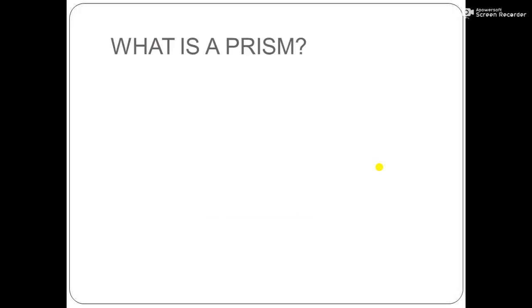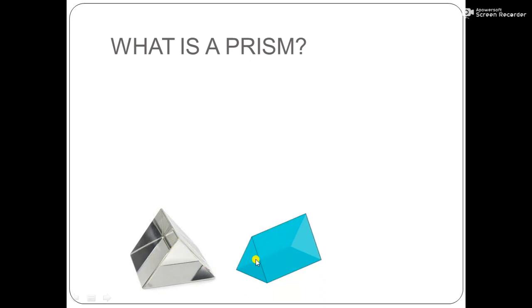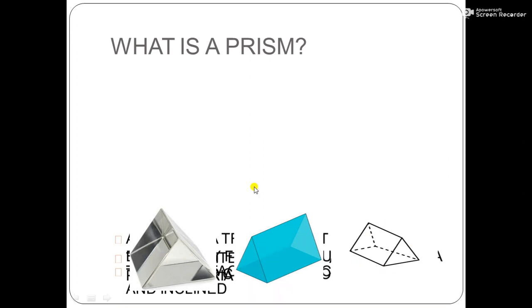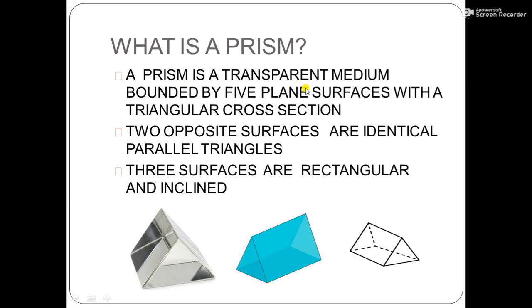First, let us discuss what is a prism. Look at this picture. It is a prism made of glass, and these are the three-dimensional drawings of a prism. A prism is a transparent medium bounded by 5 plane surfaces with a triangular cross section. This is a triangular cross section.